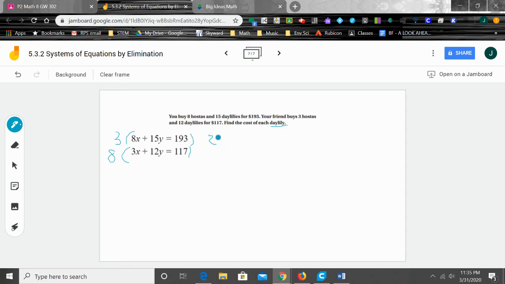So 3 times 8 is 24. So we have 24x. 3 times 15 is 45. So 24x plus 45y. 193 times 3 is 579. Let's come to the bottom, multiply everything times 8. So 8 times 3 is 24. So we have 24 x's. 8 times 12 is 96, 96y. 117 times 8. Plug it into your calculator. You get 936. Okay, and we're going to do the same thing we did before.